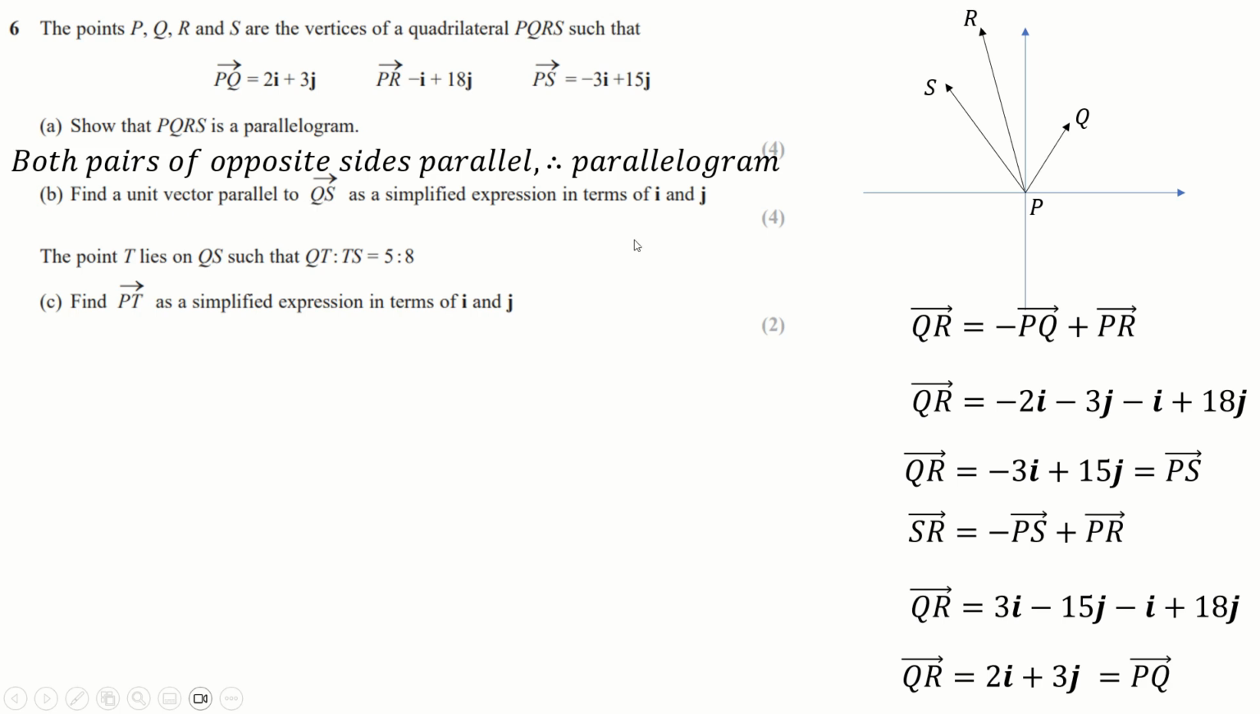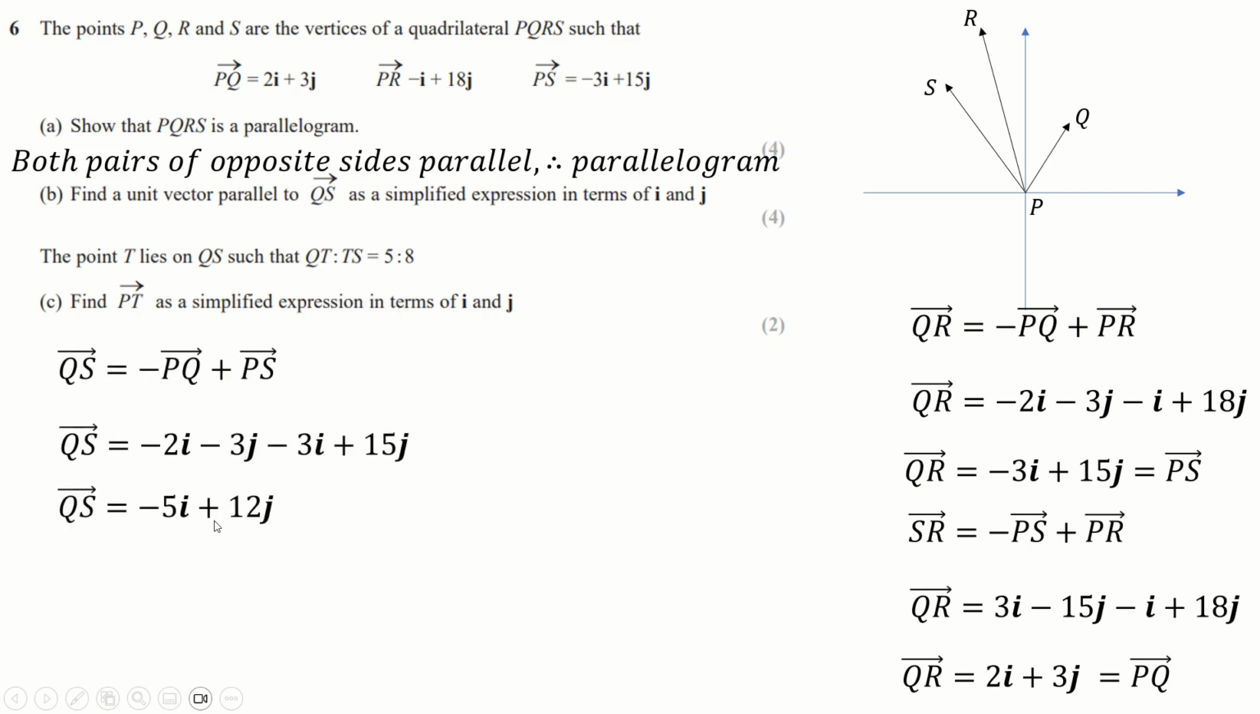Unit vector q to s. So q to s then, just do minus this vector plus this vector. So that's minus this plus that. So do that for q to s, and you end up with this. And then you can find the length of that by just doing Pythagoras, and you get 13, because we all know the 5, 12, 13 triangle.